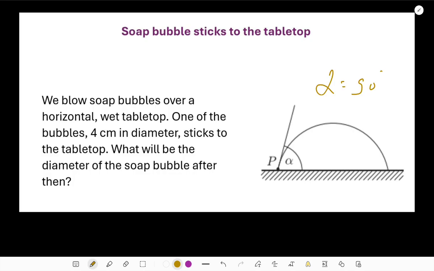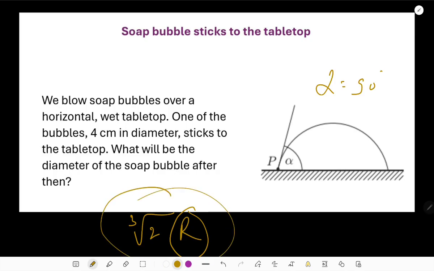So with the volume 4 by 3 pi r cubed, its diameter is something like this times the diameter of the sphere. And that is the answer. That is the question I was asked. The bubble diameter was given, and the soap bubble diameter will become like this. And I solved the problem. Thank you very much.